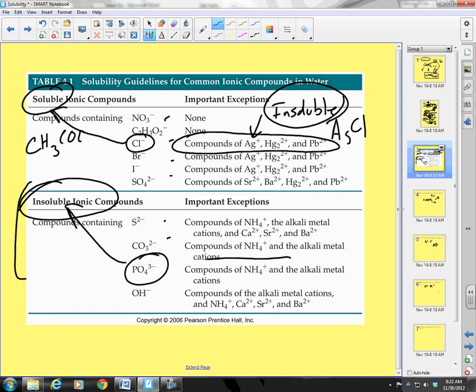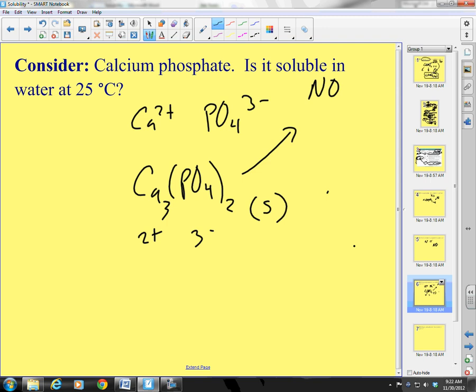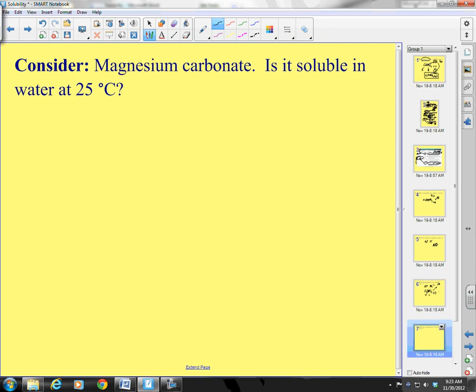Are there some exceptions? There are some exceptions. Ammonium and my group 1s. Good. But is calcium a group 1? No, calcium is a group 2. So that would mean calcium phosphate is insoluble. So Ca 2+, PO4 3-, 3 of those, 2 of those, would be no, it's insoluble. So it would be written as a solid if water were present. Got it?